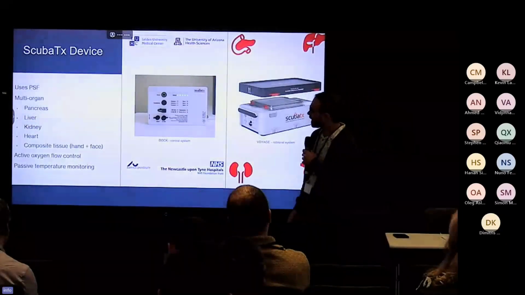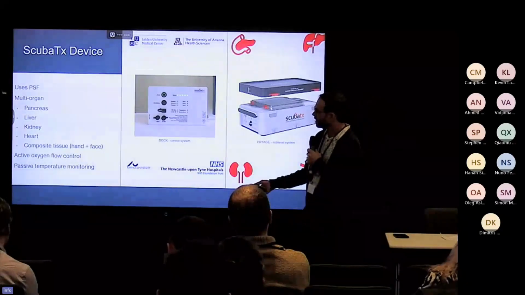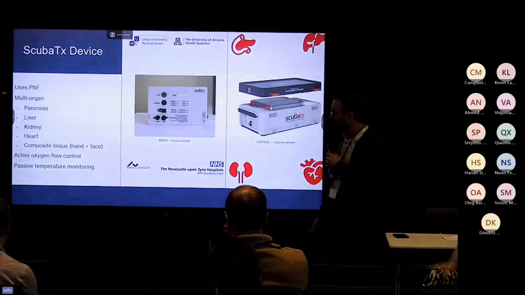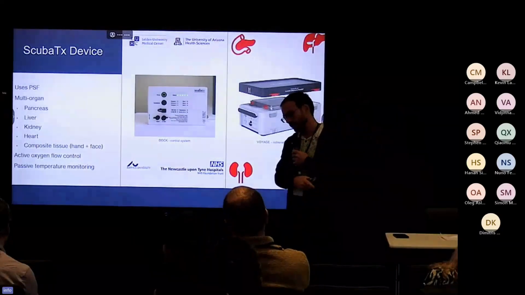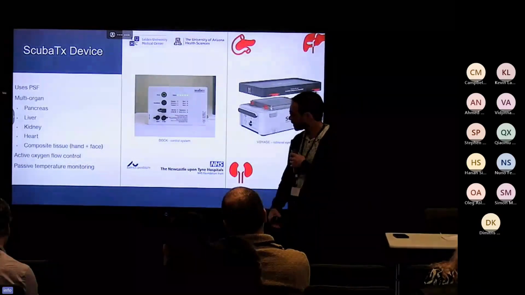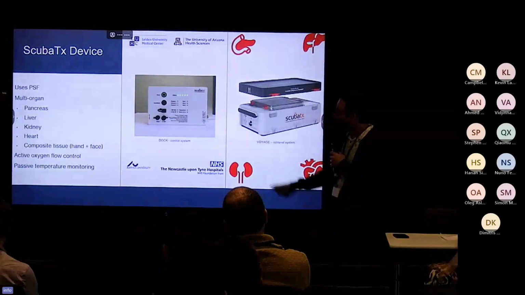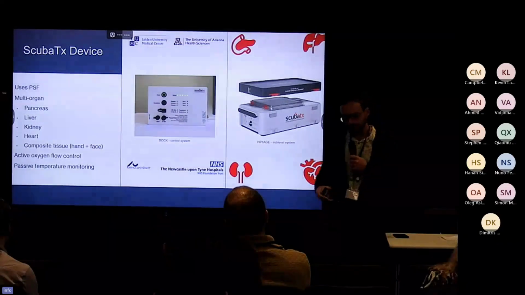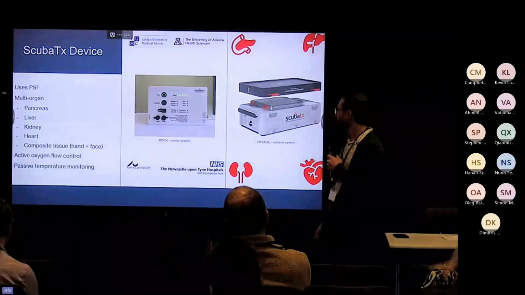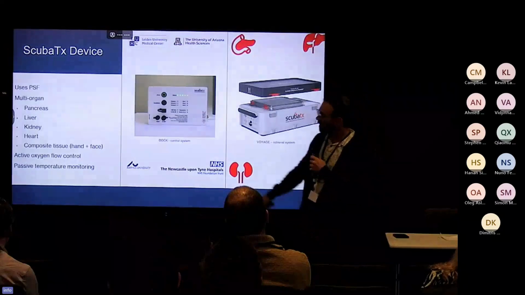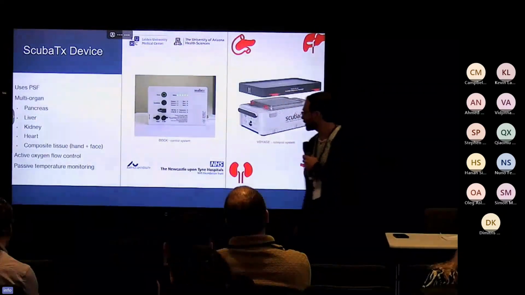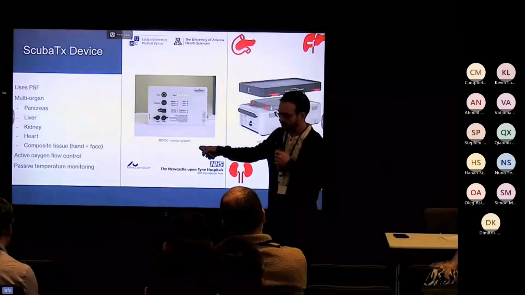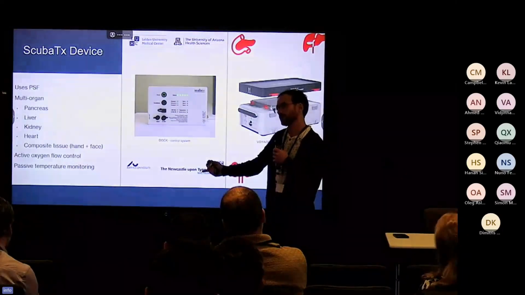So the scuba box in that case, it's a control system. We call it DOC, and basically it's a control loop that makes sure that flow is maintained over time through pressure modulation. It's valid for all those organs there: pancreas, liver, kidney, heart, and composite tissue. So that's for hand and face transplants. And it has some now active temperature monitoring as well with a Peltier. So this was used in the context of a digital twin work with Aarhus.